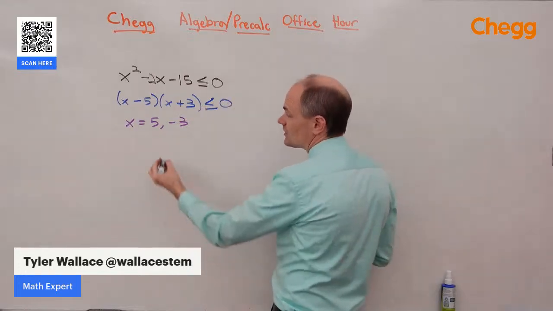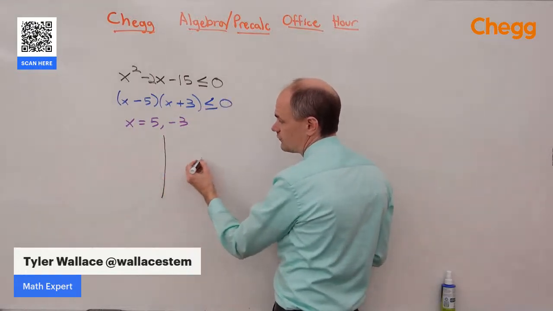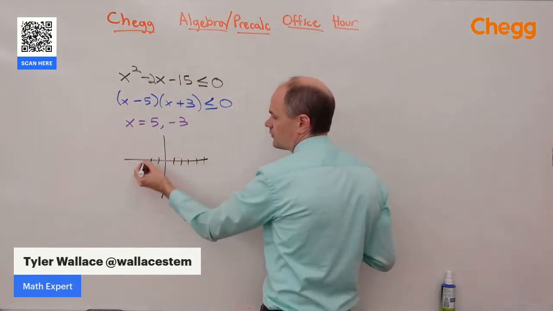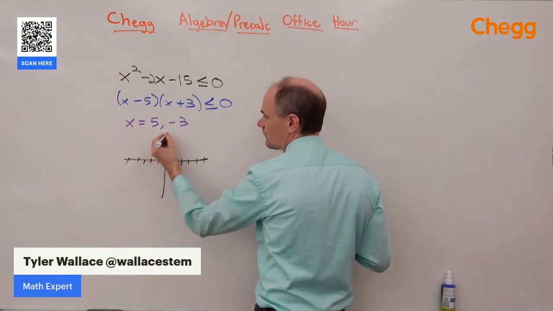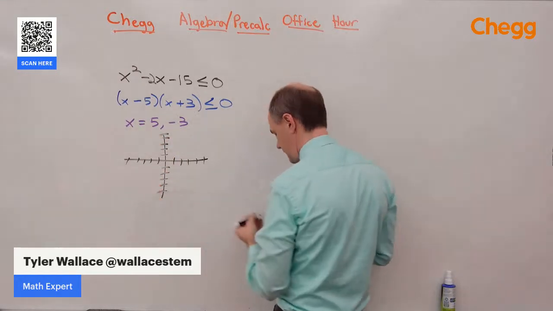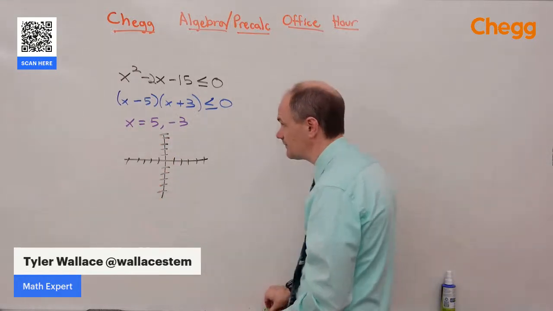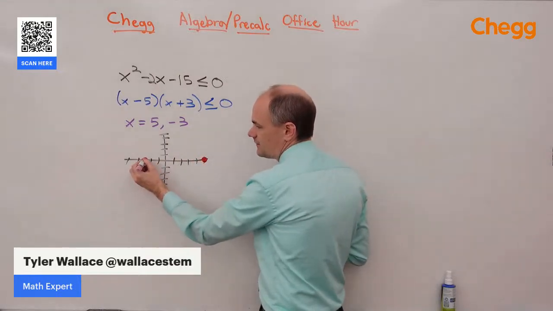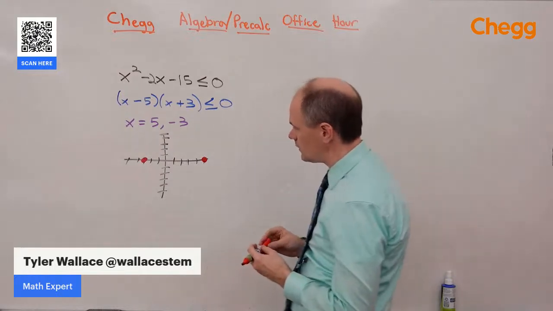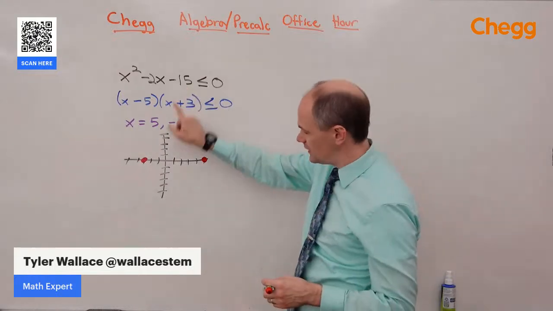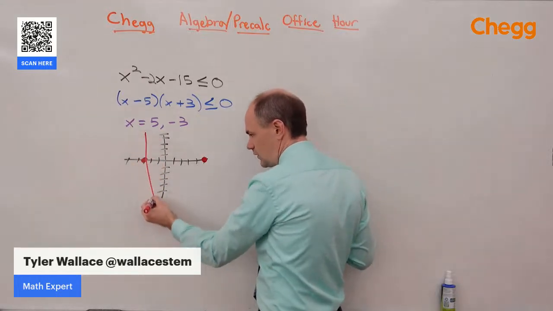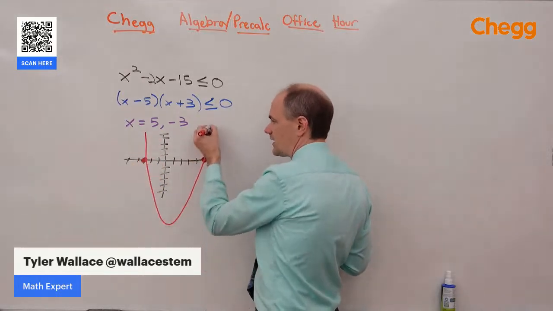That's going to help us actually make our graph for the function. All right. So we said the solutions are 5 and negative 3. Technically, we could use this negative 15 to tell us there's a y-intercept at negative 15. So it's going to come way down and back up.